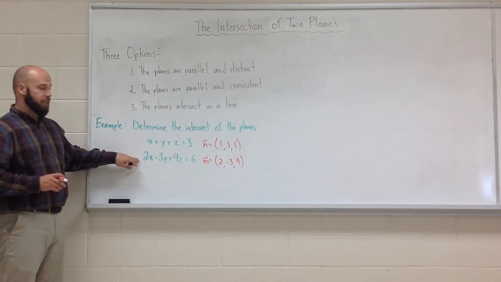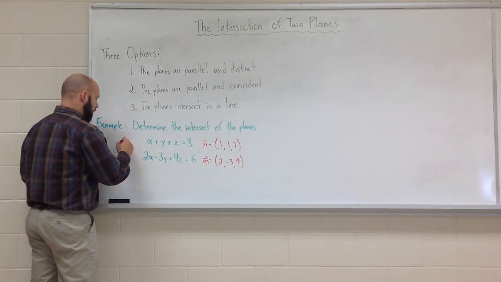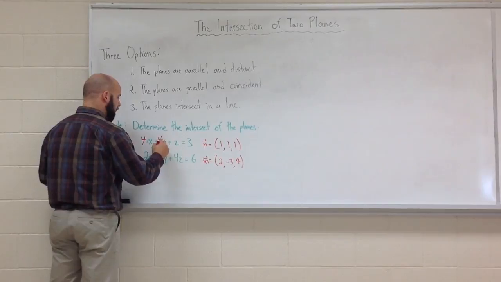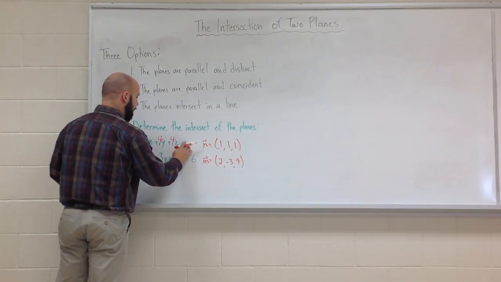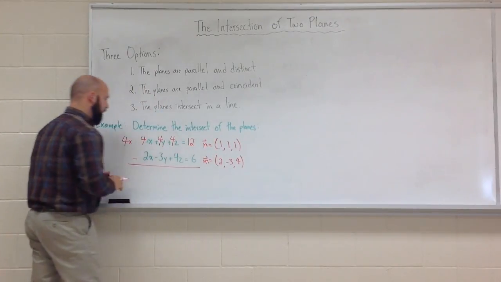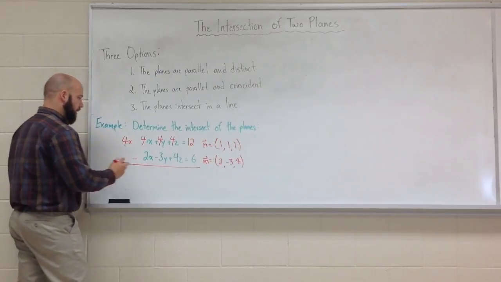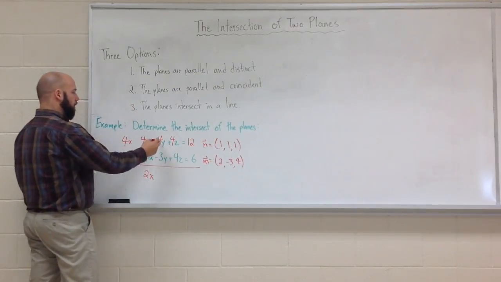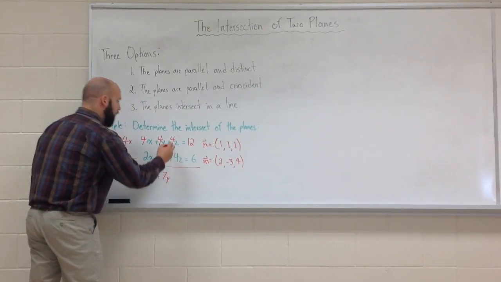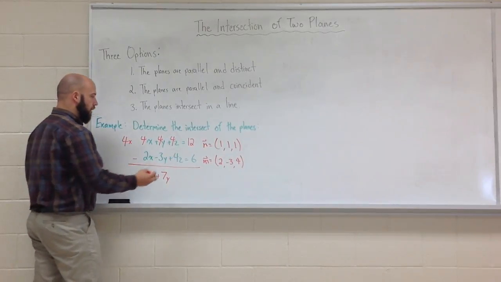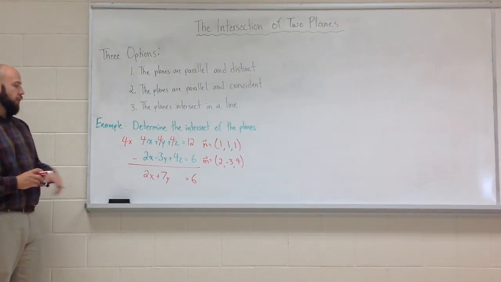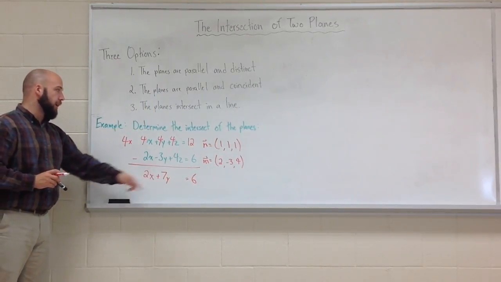I always like to eliminate z. So we're going to multiply equation 1 by 4. So we have 4, 4, 4, and the 3 here becomes 12. And then we subtract the two equations from each other to get 4x minus 2x equals 2x. 4 minus negative 3 is 7y. 4z minus 4z is 0. And 12 minus 6 is 6. So we're left with the equation 2x plus 7y equals 6.